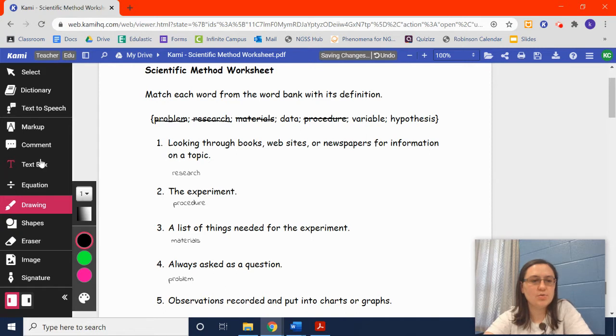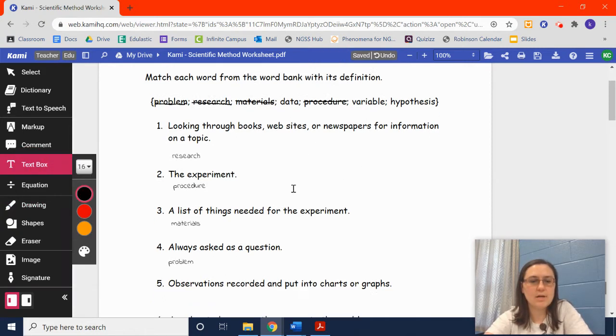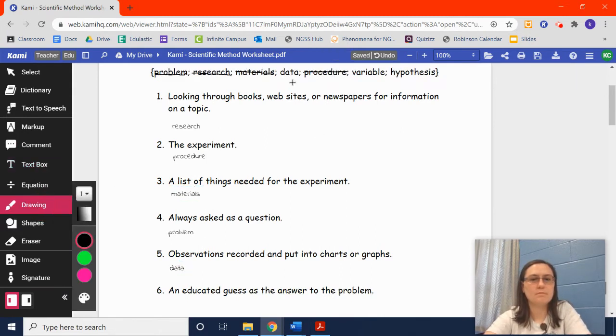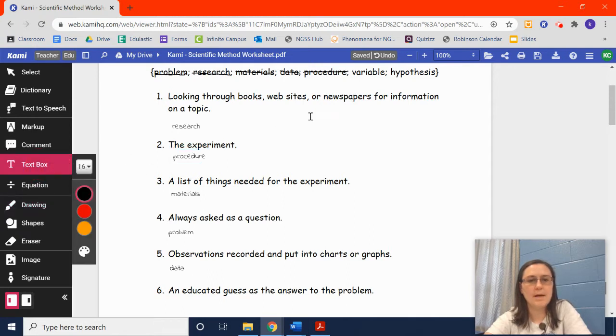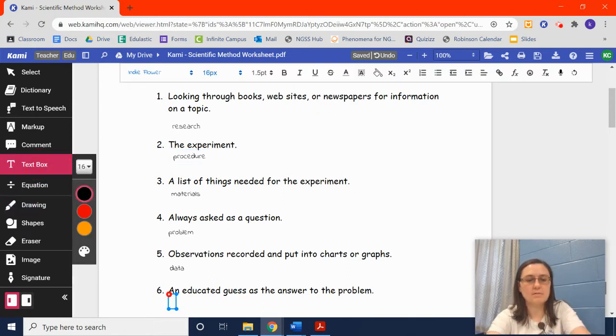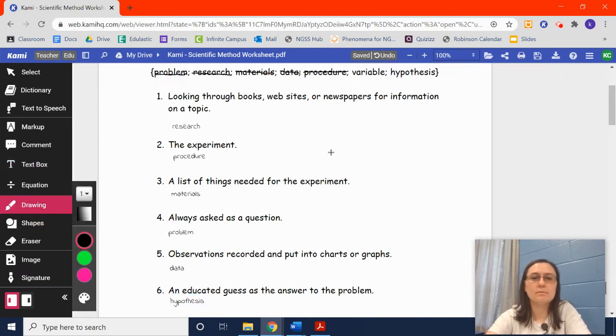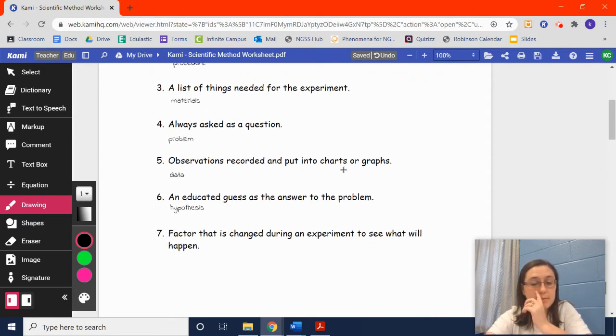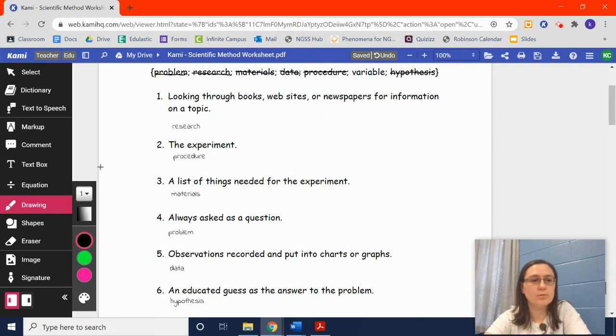Number five, observations recorded and put into charts or graphs that's taken throughout your experiment. That is your data. Number six, an educated guess as the answer to the problem. That is your hypothesis. And number seven, factor that is changed during an experiment to see what will happen. That is your variable. That's the last one left, and that is the right answer.